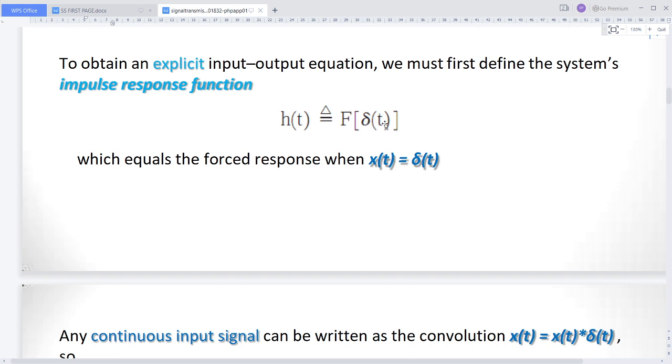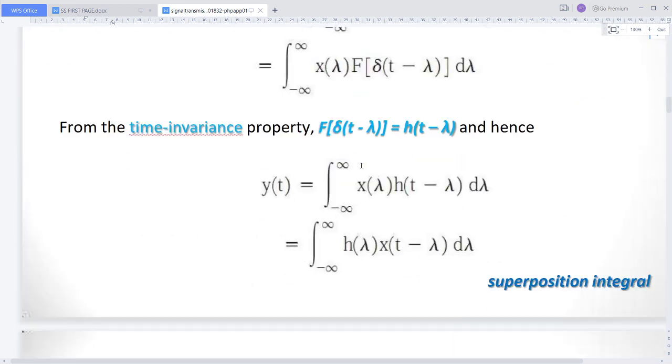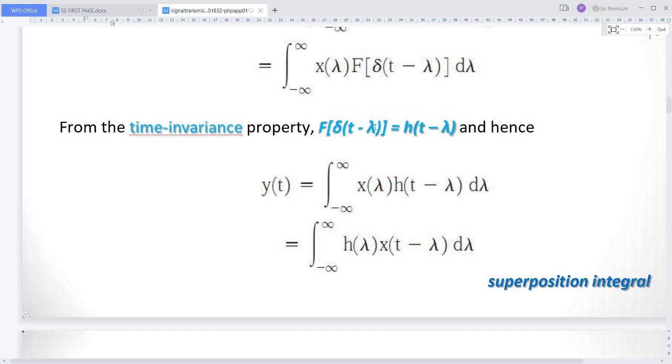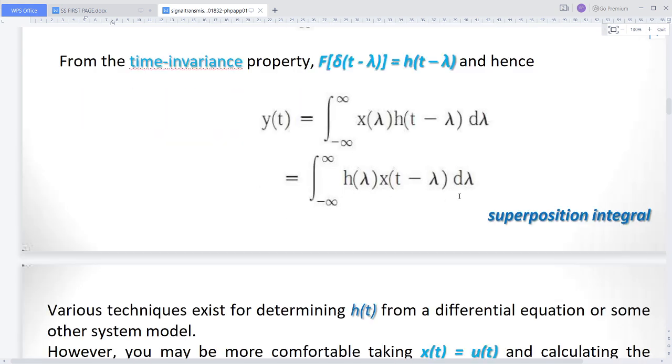But in place of del of t, what are we applying? In place of del of t, we are applying del of t minus lambda, such that here we get the output h of t minus lambda. See this one, h of t minus lambda. So y of t is equal to the integral from minus infinity to plus infinity of x of lambda into h of t minus lambda, which is nothing but the impulse response of a time invariant system if the impulse signal at the input side is delayed by lambda units.